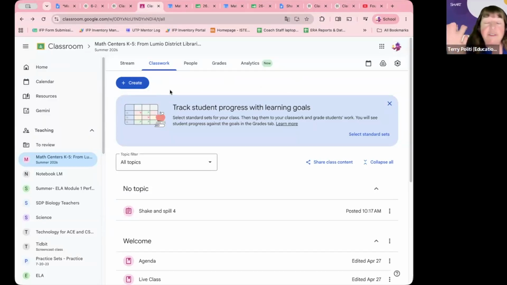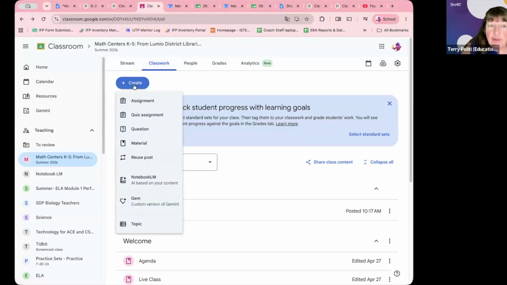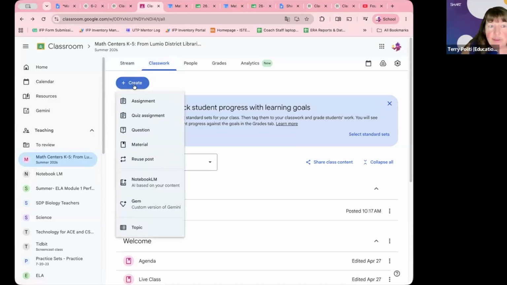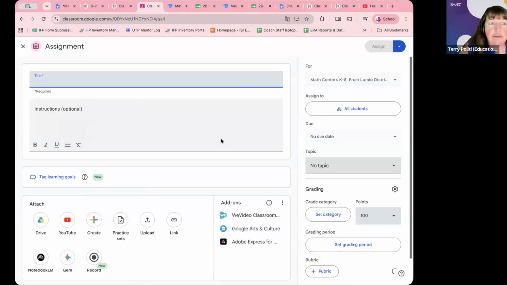So there are different places you can paste this depending on what your kids are doing. You could actually put it in the stream if you wanted to, just a link if everybody's working on the same one. Or go to the classwork tab and hit create. It could be a material or it could be an assignment. You could decide which one you wanted to make it. I'm going to make mine an assignment again.